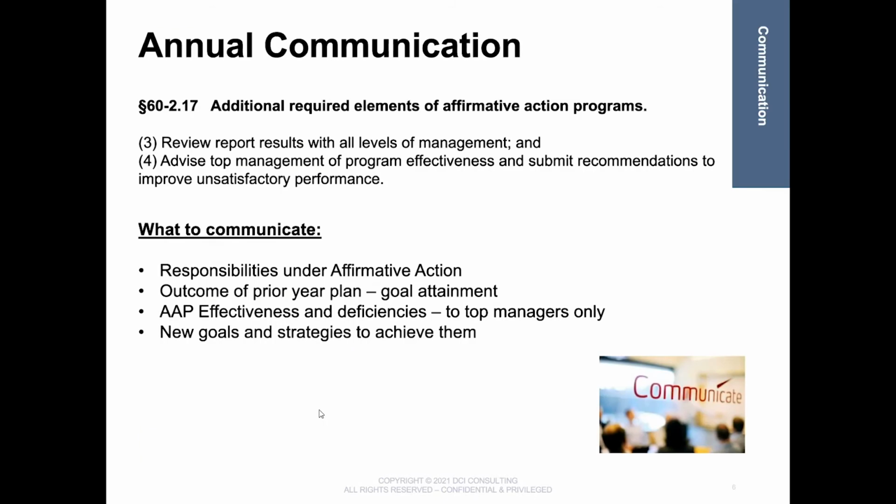So you are required to do some annual communication. Under 60-2.17, additional requirements for the affirmative action plans, you're required to report your results with all levels of management. You're also required to advise top management of your program effectiveness and submit recommendations to improve unsatisfactory performance. So what does that mean?